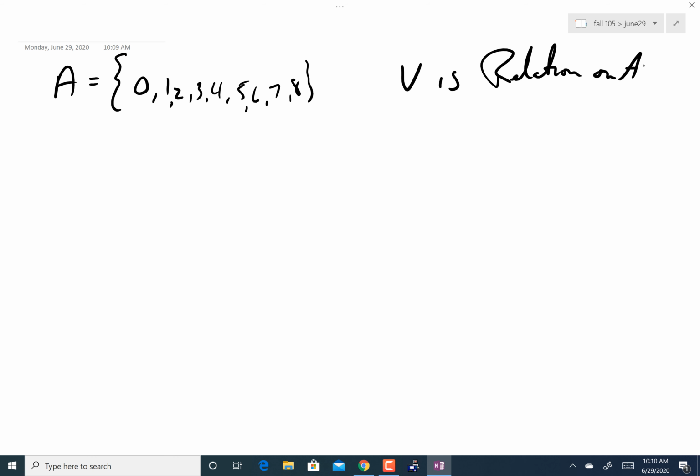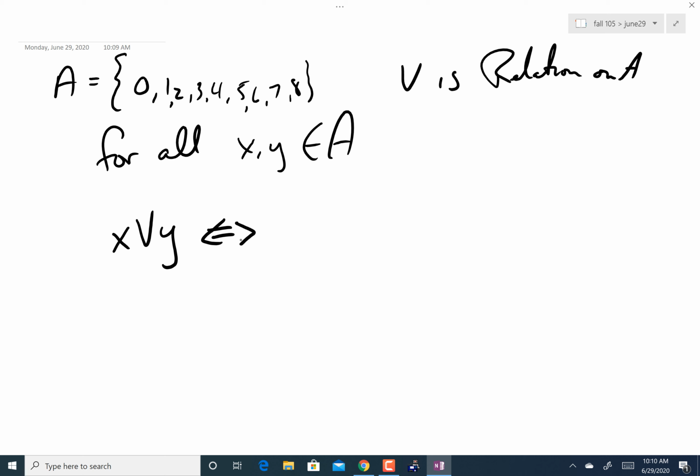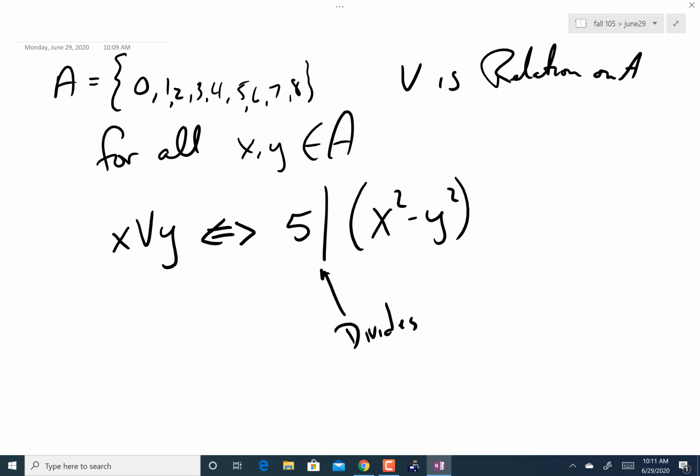Okay. And it is such that for all x and y that are elements of A, the relationship is as follows. x V y is defined thusly. What in the heck does that mean, Jay? I'm glad you asked. So this is the divides operator. And so what it says is 5 divides x squared minus y squared.